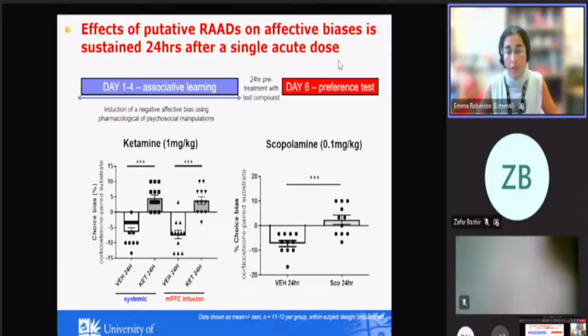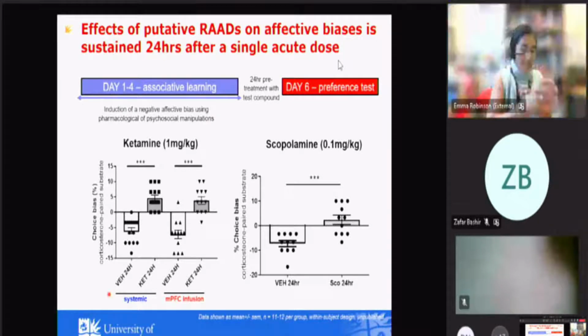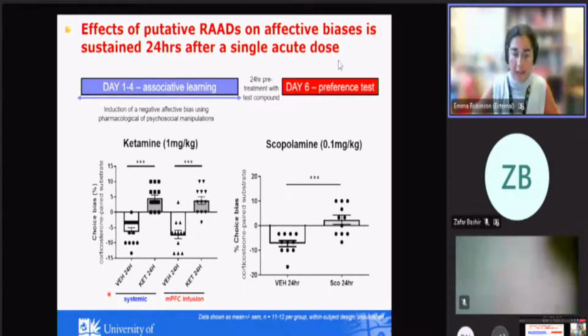So the other thing we were interested in, though, was this sustained effect. What we didn't know was that we were only looking at an effect at 1 hour, but in fact, most of the patient data looks at patients at 24 hours. So we wondered, what is happening 24 hours after our treatment? How are these affective biases being modulated? So we used the same protocol, but this time we injected the drug in the home cage, and we waited 24 hours before we tested the animals in the preference test.